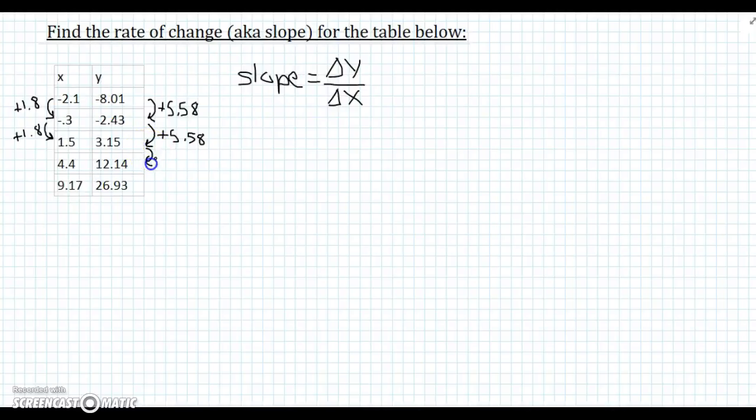So these two go up by 8.94. And the change over here between these two is 2.9. And how about the last one? Looks like these go up by 14.79. Meanwhile, the x over here changes by 4.77.